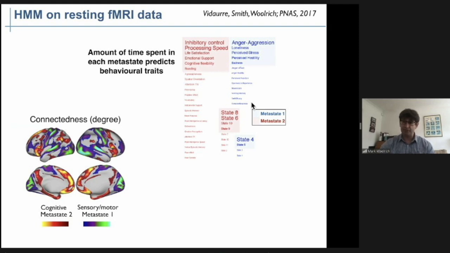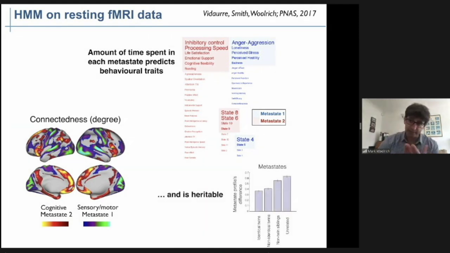And then perhaps unsurprisingly, given the trait link, we also found that the amount of time spent in the metastate was also heritable using the twin structure in the HCP data. So this is a really good example of the kind of information we can extract, not about the strength of connectivity as you would do in a static time average large-scale brain network, but using the dynamic information from this transient perspective we get from the hidden Markov model.